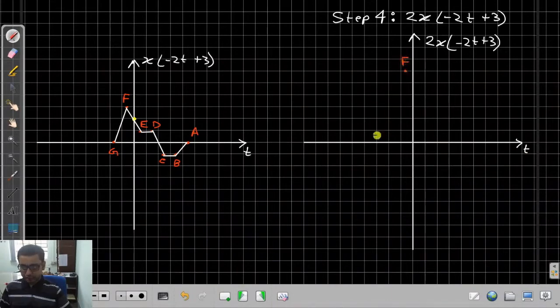Here will be F. Point E will be here at a height of 2. Point D, which is at a height of 1, will go to height 2. Point C will now be at a height of minus 2. Point B minus 2. Point A will remain at 0 because 2 times 0 is 0. Similarly, point G will remain at 0. Now join these points.